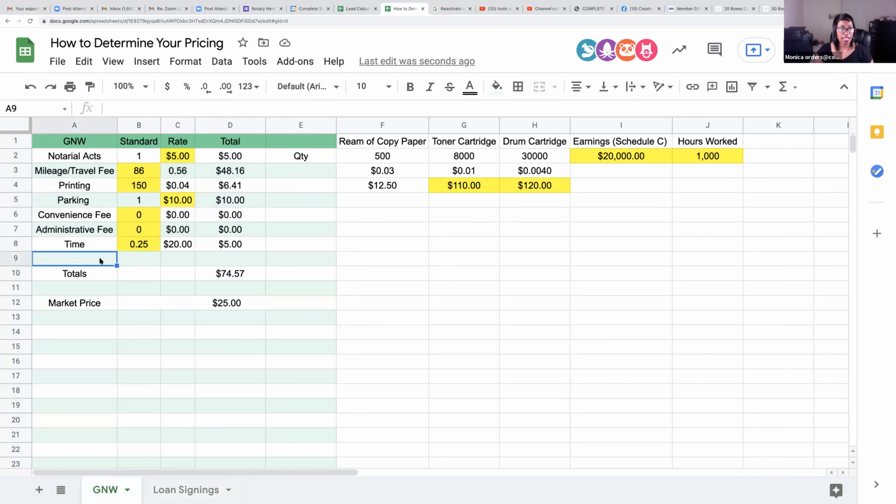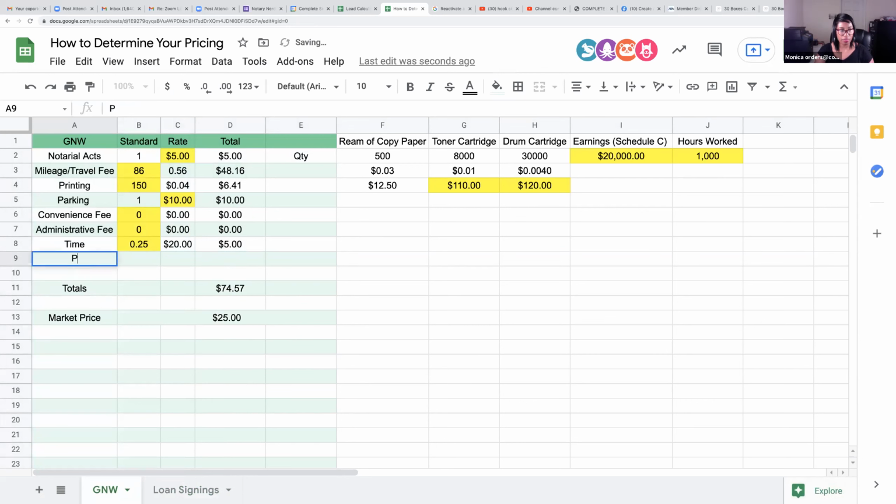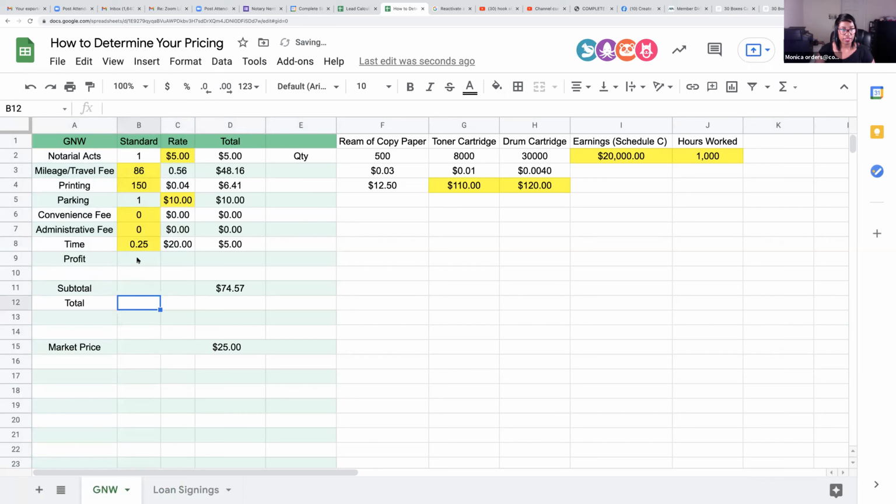What happened to my profit stuff? Oh, I deleted the wrong sheet. Let me go back and add my profit back in here. I was wondering because I know I did profit and I know I did subtotal and then I did total, and I input a couple of rows above here. All right, so we got profit, and that's going to be, I remember, 35%. That's going to be yellow.